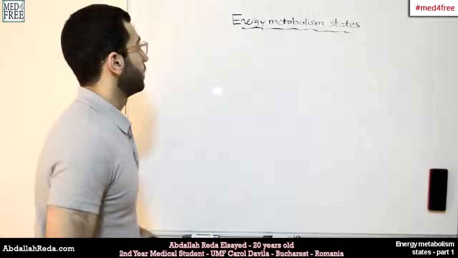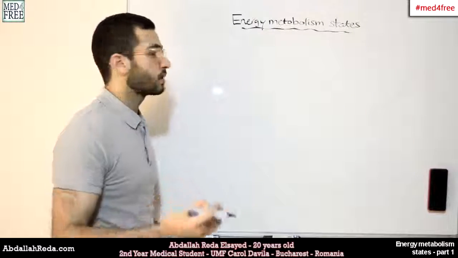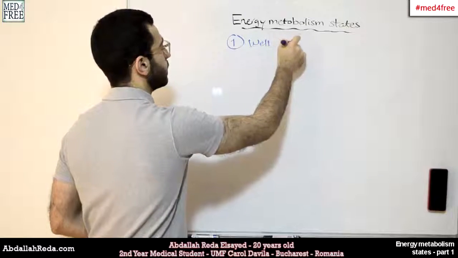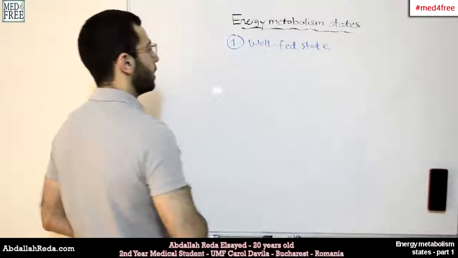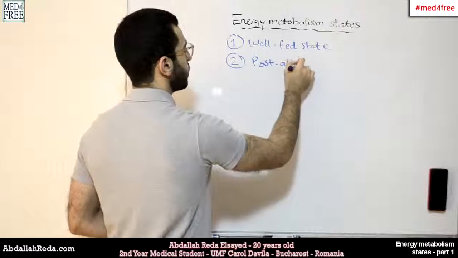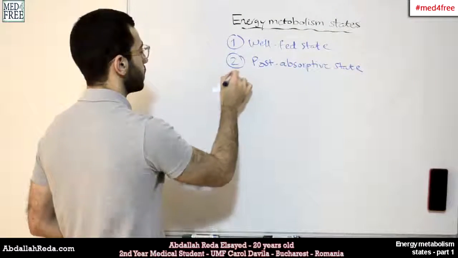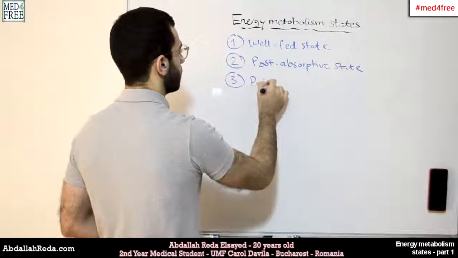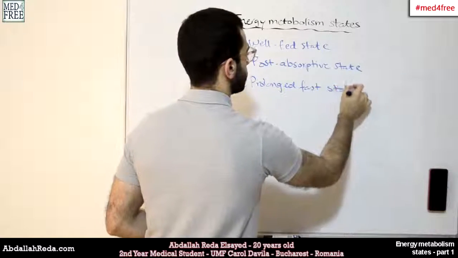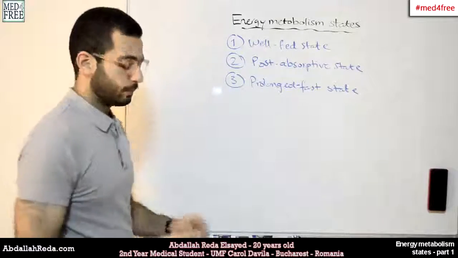Today we're going to talk about the energy metabolism states, and these are three states. The first one is called the well-fed state. The second one is the post-absorptive state, and the last one is the prolonged fast state. So we'll start with the first state, which is the well-fed one.